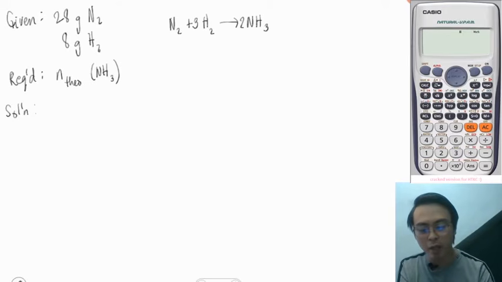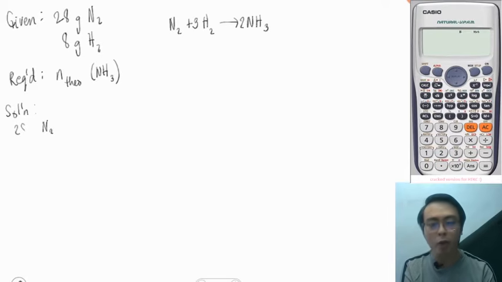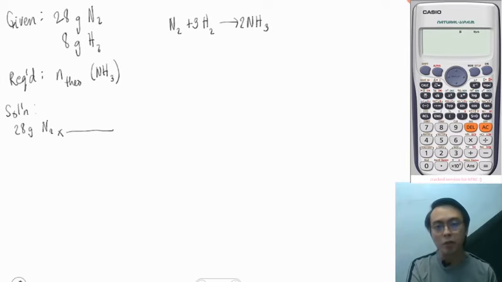So let's begin. Let's start with nitrogen. You have 28 grams of nitrogen. We want to know how much ammonia can be produced from 28 grams of nitrogen. So let's begin the stoichiometry. First, we use the molecular weight of nitrogen, which is 28 grams per mole.